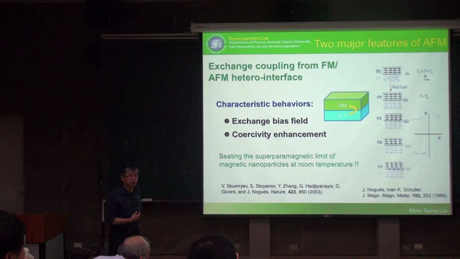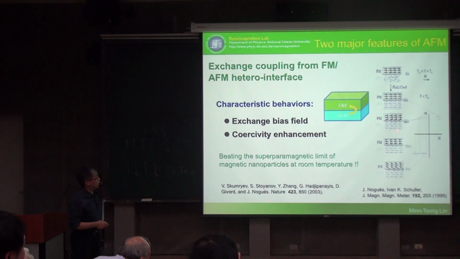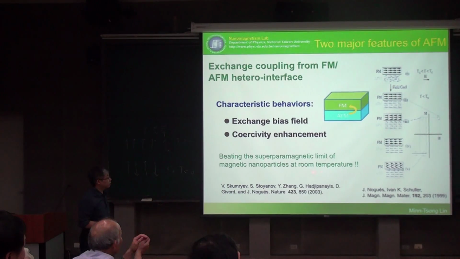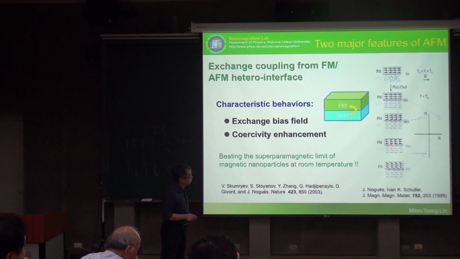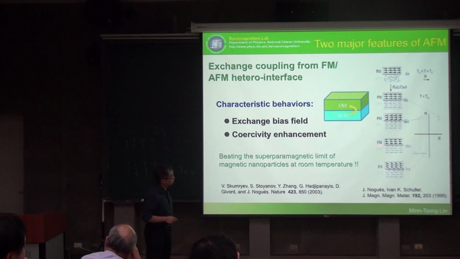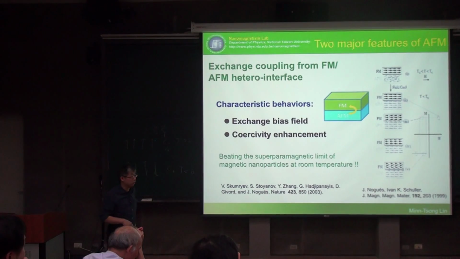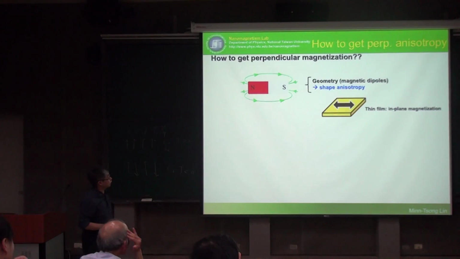That's why you have the so-called exchange bias field. This is a microscopic description. The relative orientation of the ferromagnetic spin and the antiferromagnetic spin at the interface gives you energy minima along one unidirectional direction. Okay, so this is an explanation.